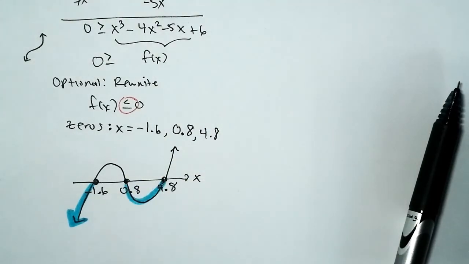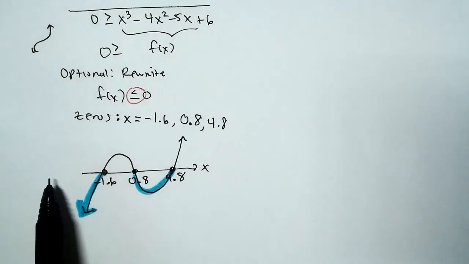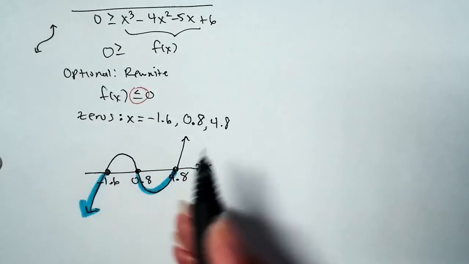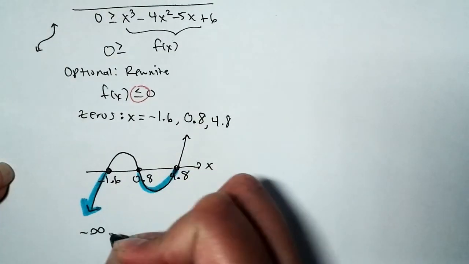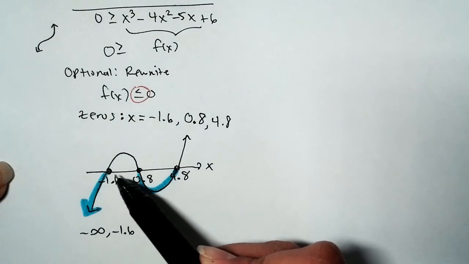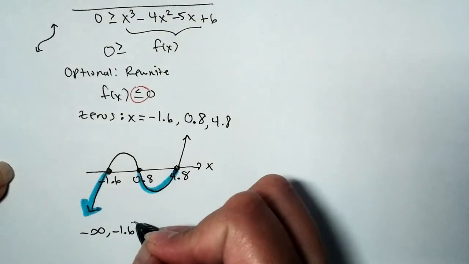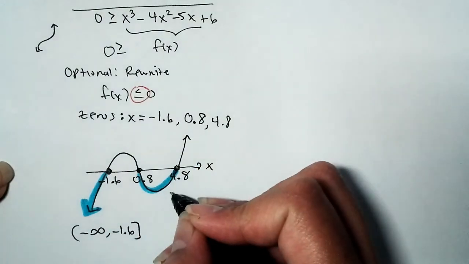Let's go ahead, spit out that interval. So in interval notation, it's going to be from negative infinity to negative 1.6, where negative 1.6 is included. That's how we graphed it. Or if you want to double check, you can look at the inequality symbol. Cool. We have another piece, so union.